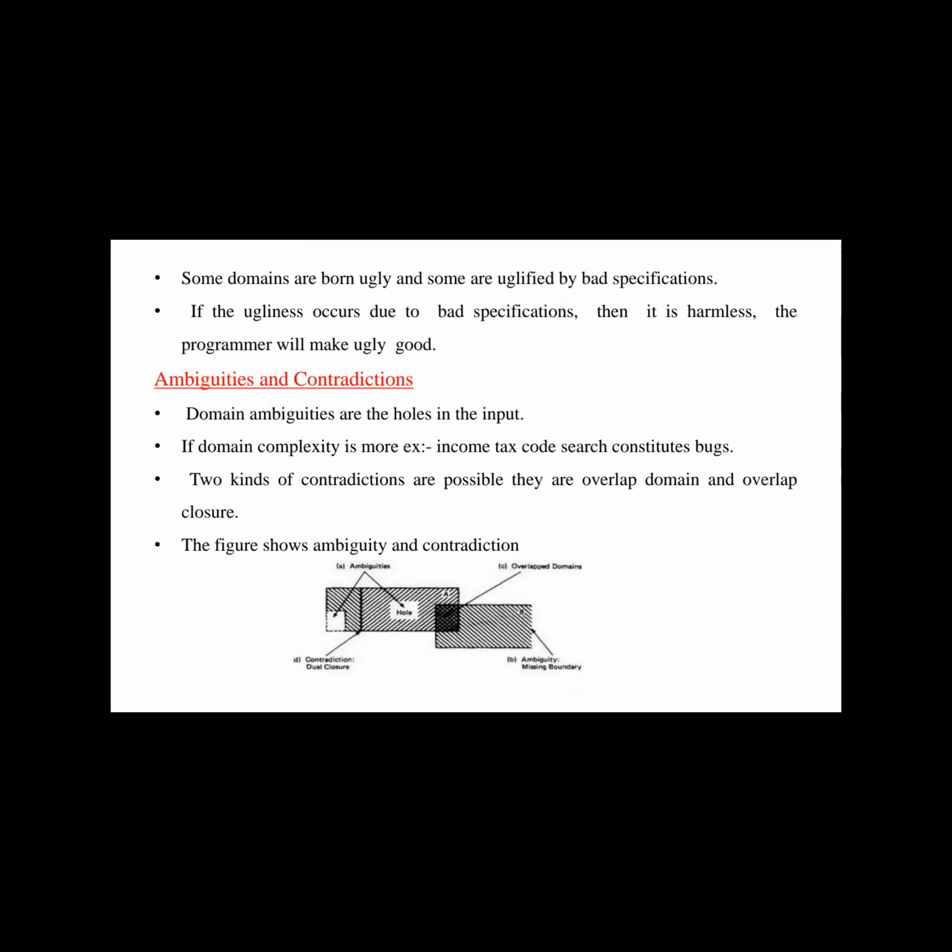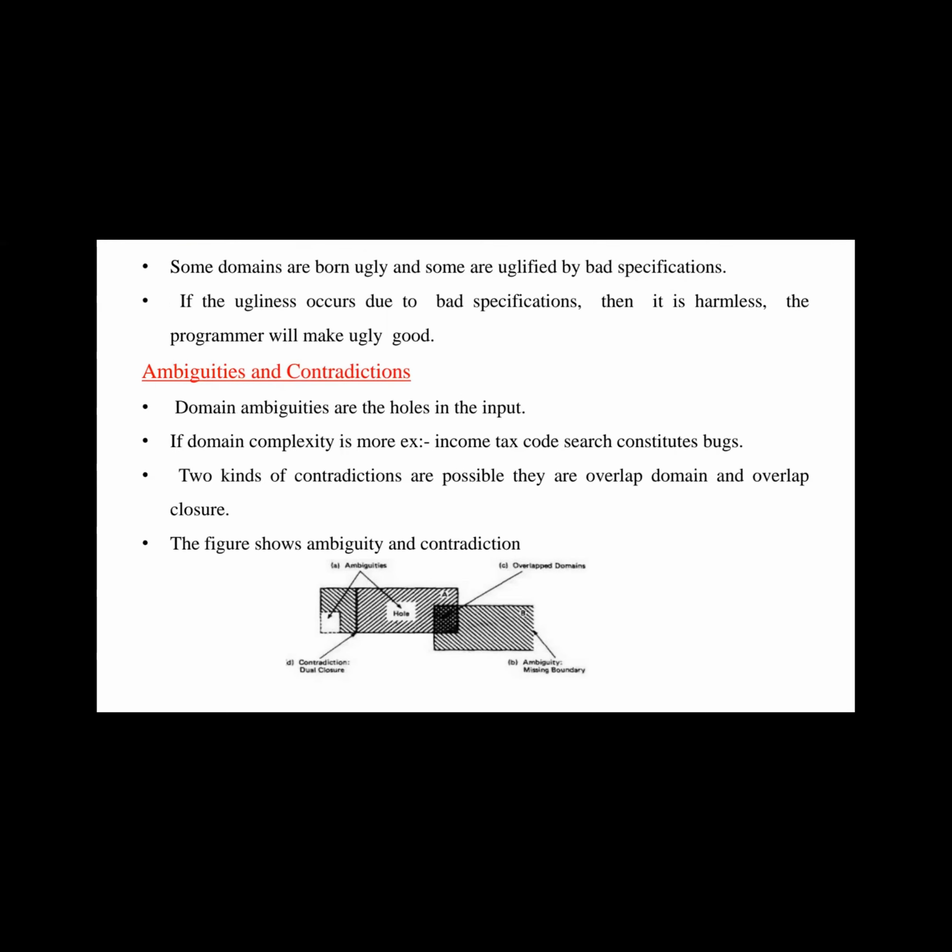Ambiguity is nothing but confusion, arising when there are holes in the input values. Or if the calculation you are performing is not correct, then it comes under ambiguity. While in contradiction, overlaps are done from one domain to another domain, or an overlap closure is done, then they come under contradiction. See the diagram here.